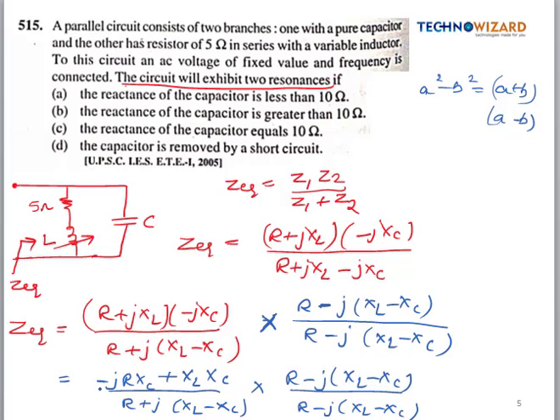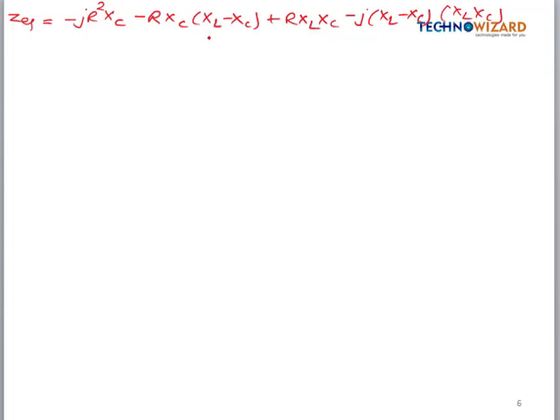So let's multiply this. So this will be minus j r square into xc. J square is minus 1, so this will become minus r into xc into (xl minus xc). So let's write here. So this z equivalent will be equal to minus j r square into xc, then minus r into xc into (xl minus xc), then plus r xl xc, and minus j (xl minus xc) into xl xc, divided by (a plus b) into (a minus b), which is of the form r square plus (xl minus xc) whole square.